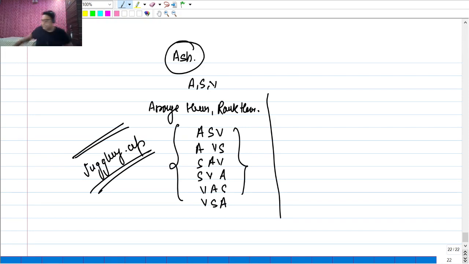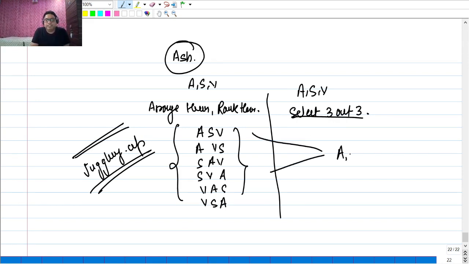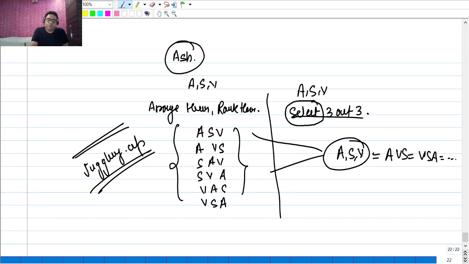Try to understand this, okay? If she has Abhishek, Salman and Vivek, and she has to select 3 out of 3, there would be only one selection, Abhishek, Salman, Vivek, because this selection would be equivalent to Abhishek, Vivek, Salman, or Vivek, Salman, Abhishek, and so on. Why? Because when we select, we don't bother about order.